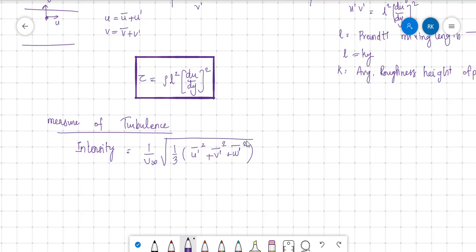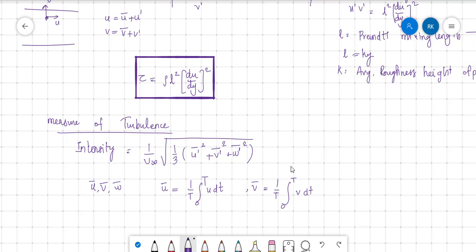So this u dash, as I said, is the fluctuating velocity. v dash is the fluctuating velocity in the y direction. w dash is the fluctuating velocity in the z direction. So direct average values are not taken here. u bar is equal to 1 by t integral 0 to t u dt. So this dt is the differential time and t is the total time. So this is the average one. Similarly for v also, v bar is equal to 1 by t integral 0 to t v dt.